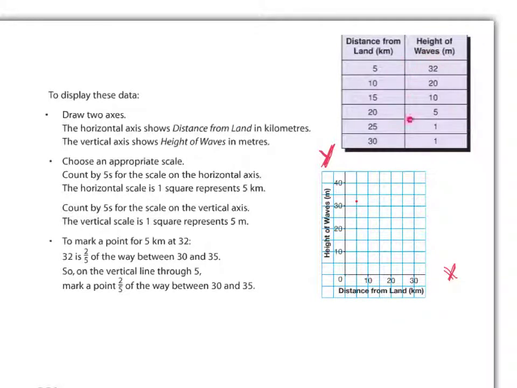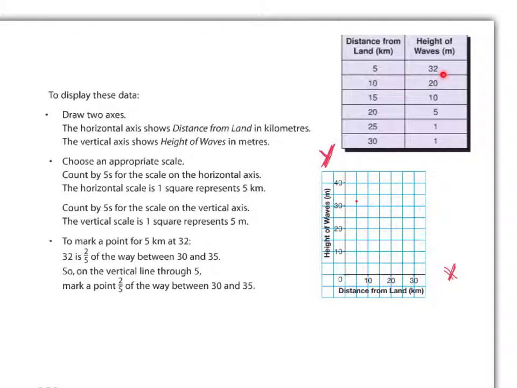The height of the waves goes from 1 up to 32. And again, here they've decided to count by 5s, which works perfectly well. So 5, 10, 15, 20, 25, 30, 35, and they've gone up to 40. You could stop at 35 if you wanted to.